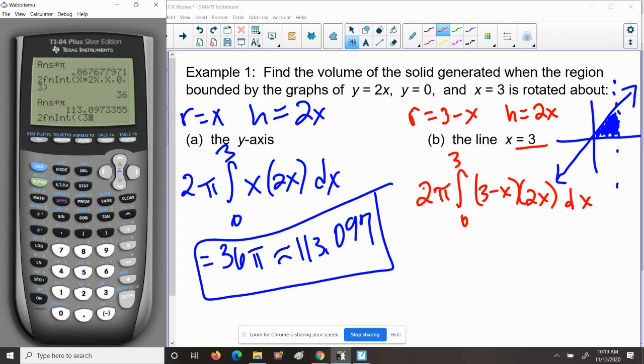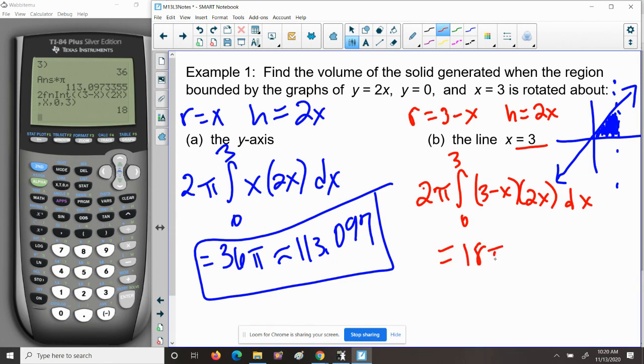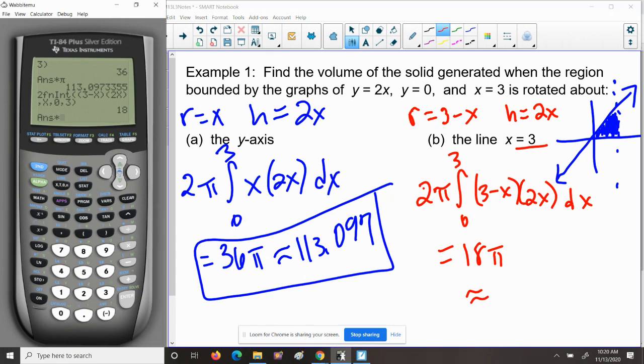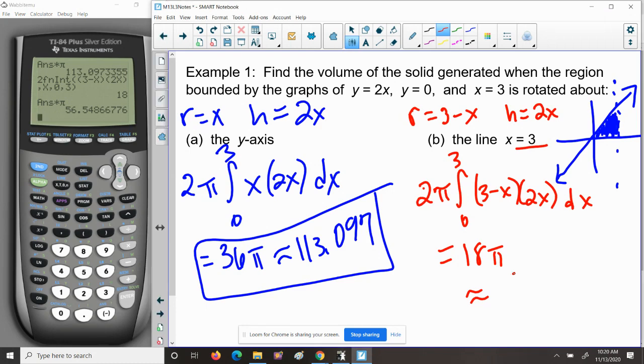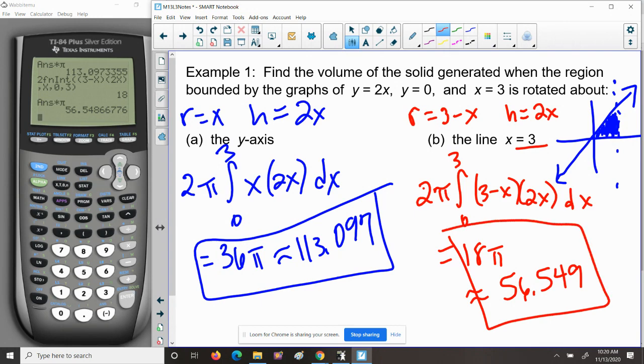Let's see, we have 3 minus x times 2x, comma x, comma 0, comma 3. Take that integral, that gives us 18. So that's 18 pi. And then as a decimal, 18 pi is 56.549. Okay, so that's our volume rotating around x equals 3.